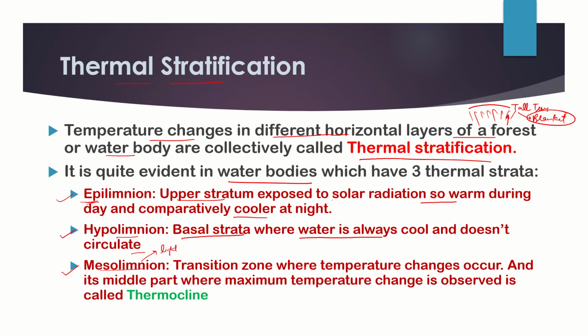So what will happen is that the transition zone where the temperature changes occur is its middle part. If I am talking about this water body and this layer of the mesolimnion, its middle part, because the lower one is in contact with hypolimnion and that is cold water, the upper one is epilimnion and that is hot water, and partial light is reaching this layer also. So here the center region of the mesolimnion where maximum temperature change is observed, this region is called thermocline. What is thermocline? It is the middle part of the mesolimnion where maximum temperature change is observed.